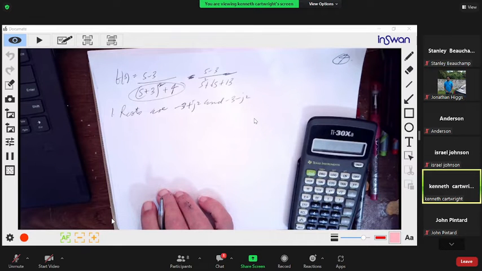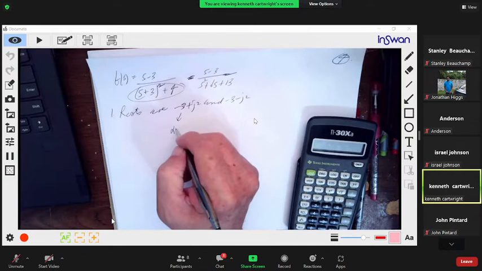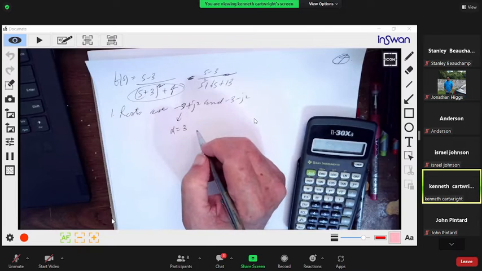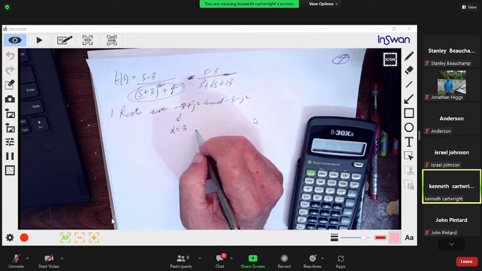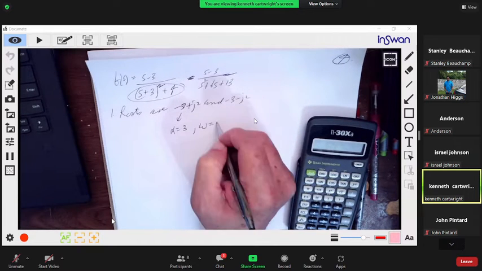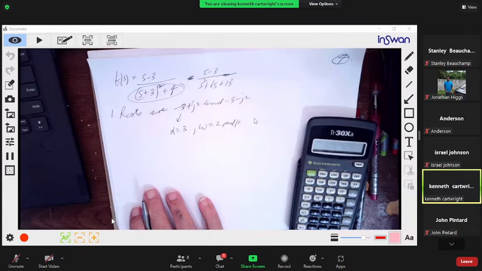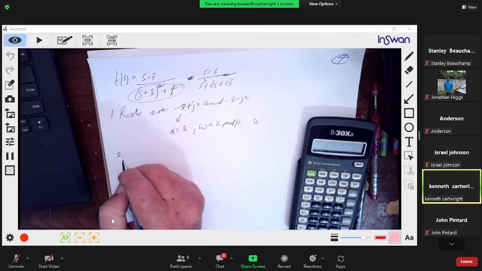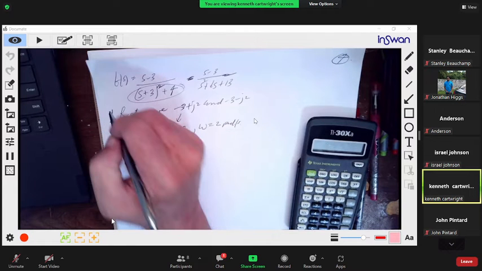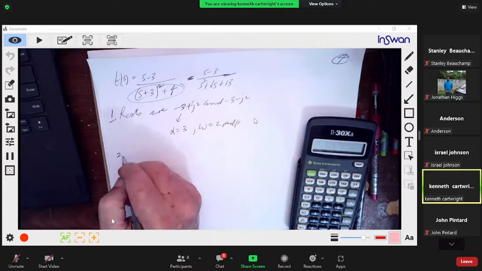So clearly then, alpha is 3 and omega is 2. What's step 2? What's step 2?